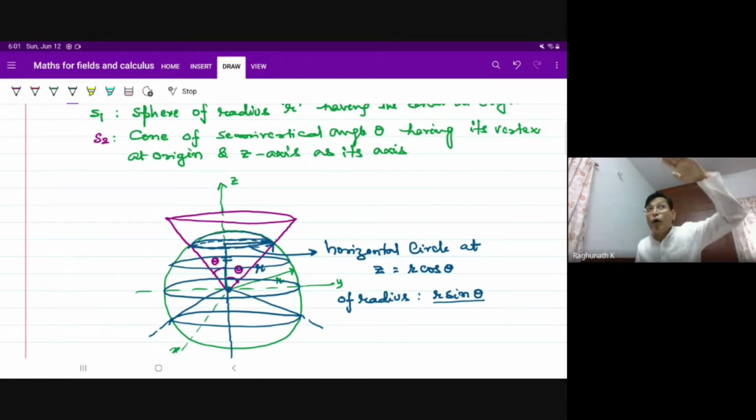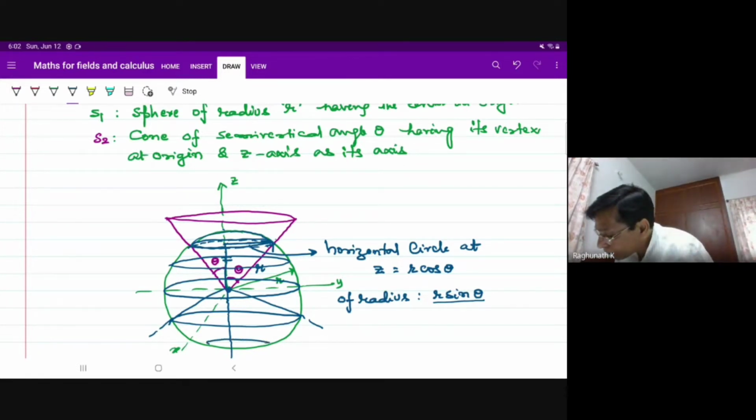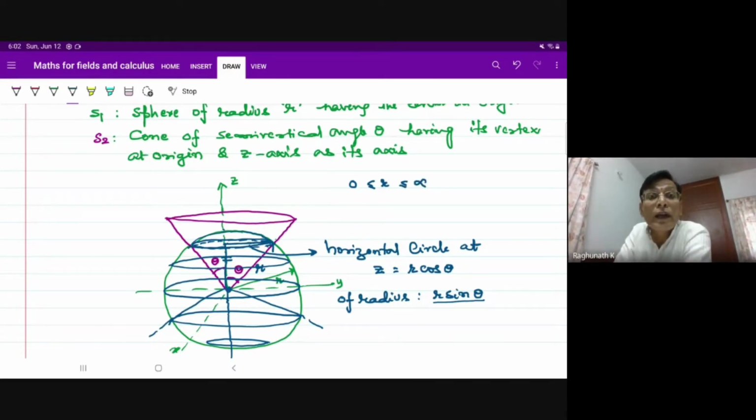Now the circle will go down. Initially, the radius of the circle will increase while coming down. It still continues to go down, increasing to the maximum value equal to the radius of the sphere. Then again it will continuously decrease to 0. We should know that 0 is less than or equal to r less than or equal to infinity. The radius of the sphere can be any value between 0 and infinity.